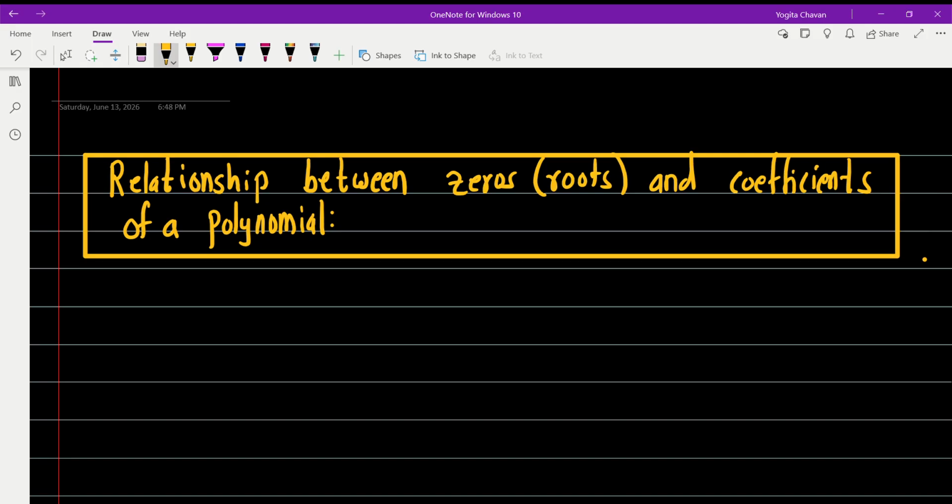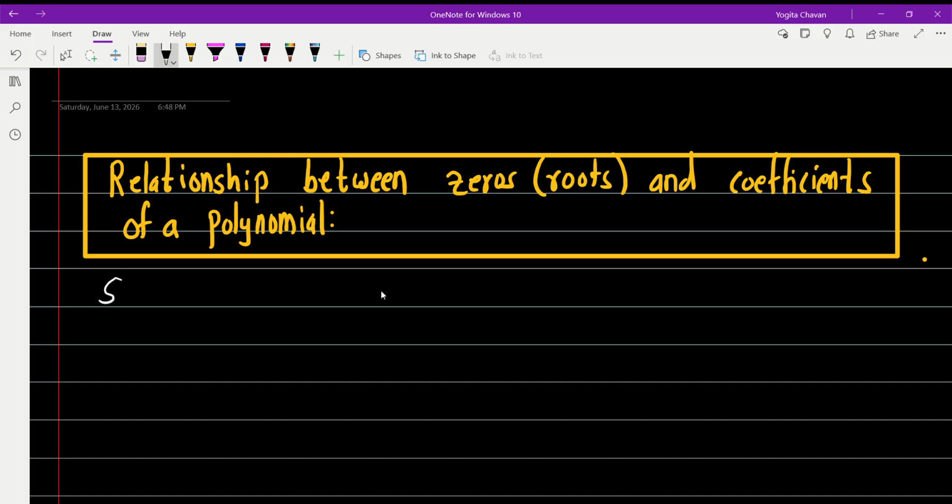Hello friends, today we are going to discuss the relationship between zeros or say roots and coefficients of a polynomial. So first we discuss in case of quadratic polynomial and then we will go to the cubic polynomial. So let's start with the case of quadratic polynomial. So suppose alpha and beta are the roots of the quadratic polynomial.